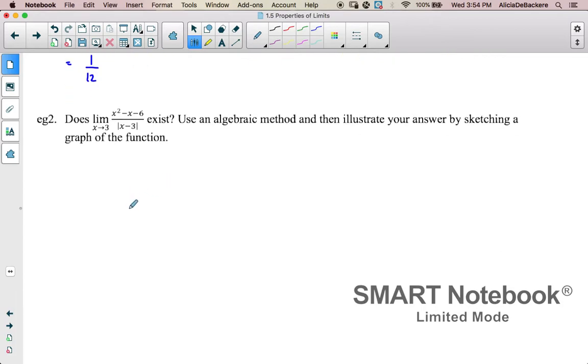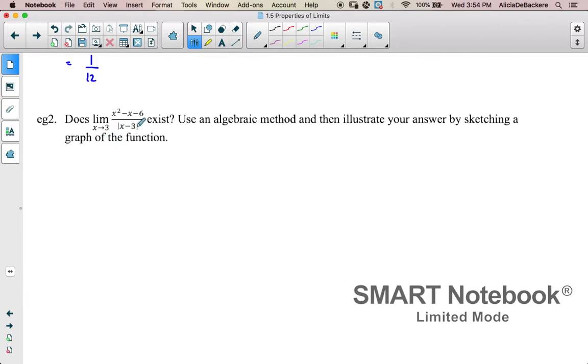All right, example 2. Does the limit of this big messy function as x approaches 3 exist? Use an algebraic method and then illustrate your answer by sketching a graph of the function. Okay, so this function involves some absolute value bars. So remember that the absolute value means take the answer and make it positive.